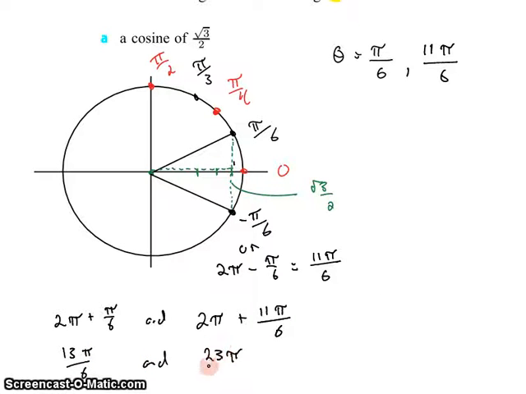23 pi on 6. So all in all, my solutions are pi on 6, 11 pi on 6, but then for the second rotation, 13 pi on 6 and 23 pi on 6.